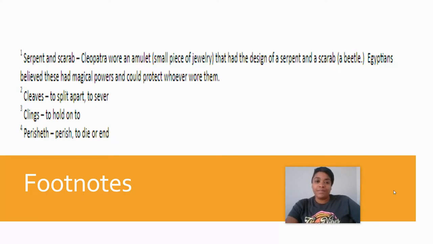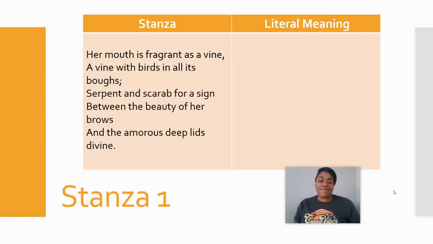We're moving on. For our very first stanza, scholars, I am going to read the stanza aloud and then provide you the opportunity to write what you think the literal meaning of the stanza is. This is stanza 1. Her mouth is fragrant as a vine with birds in all its boughs, serpent and scarab for a sign between the beauty of her brows and the amorous deep lids divine.